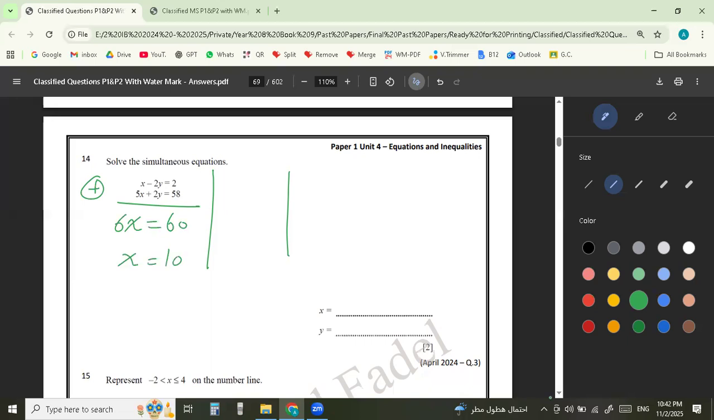Start substitution. X minus 2y equals 2. When x is 10, I have 10 minus 2y equals 2. So -2y, mister, equals, send the positive 10 there, -10. So 2 minus 10, -8. So y equals -8 divided by -2 is +4.